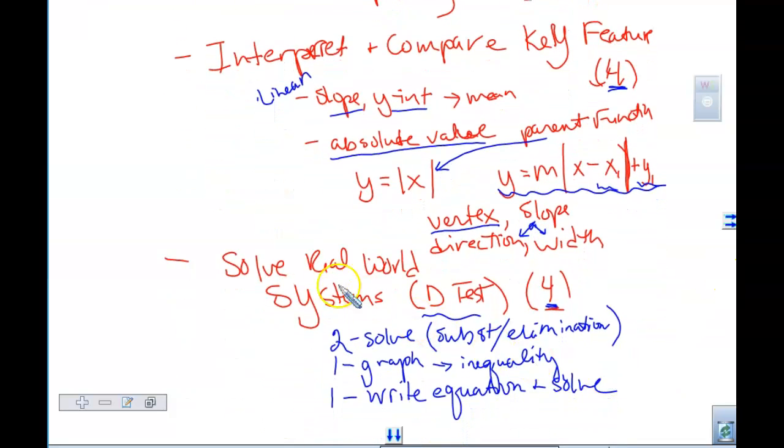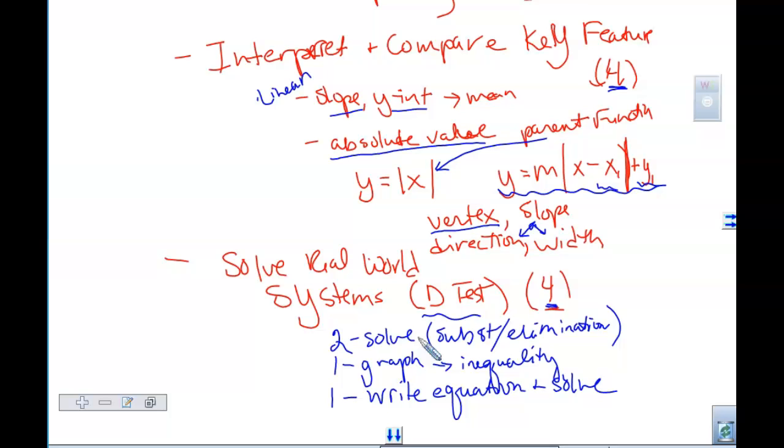The next thing you're going to see on day 1 is your systems part. So just like systems test D, solve real-world problems with systems. There's 4 questions. 2 of them you're going to be asked to solve. So I give you a system with 2 equations and 2 variables, and I will say, solve it. You can use substitution, you can use elimination.